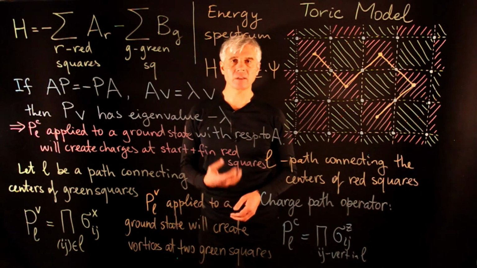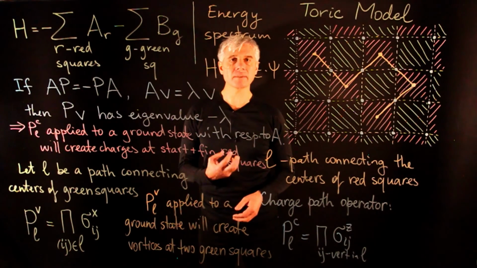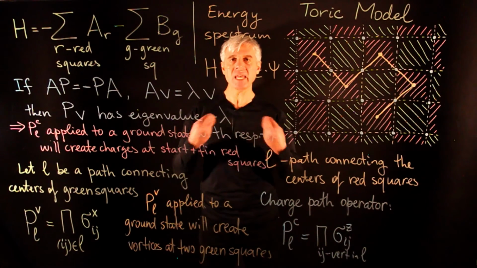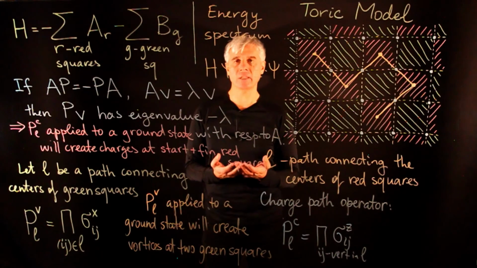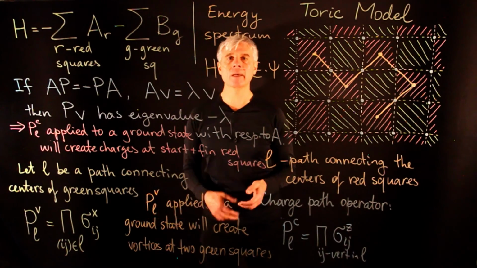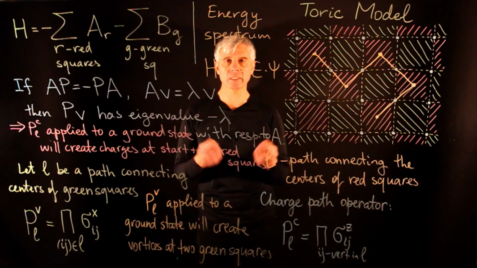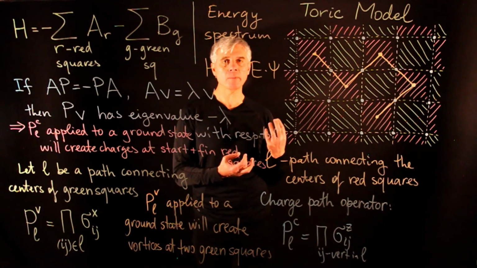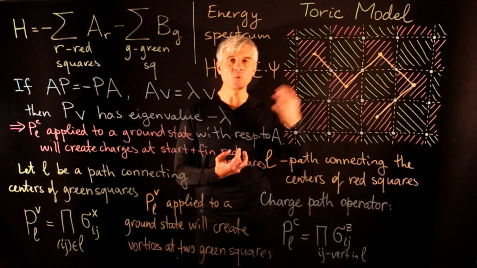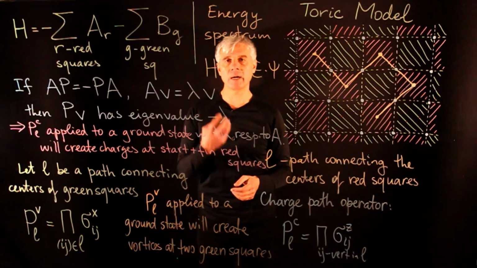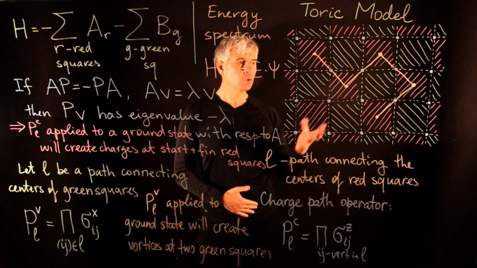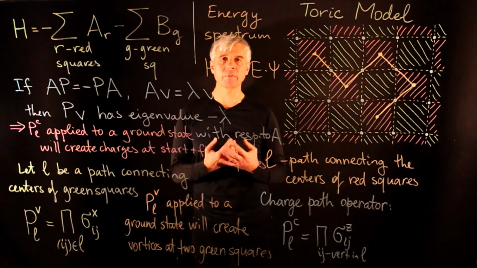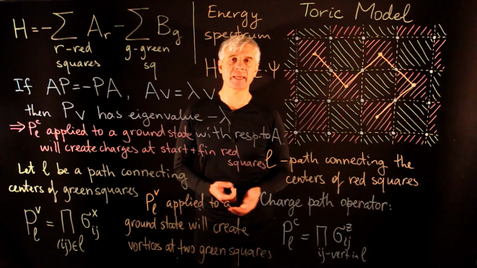We see that charges and vortices become quasi-particles in this system. And what we can do now is we can create charges in pairs, and we can annihilate charges in pairs using path operators. And the same with vortices. So vortices can be created in pairs, can be annihilated in pairs, and also we are able to use these path operators to move charges and vortices from one location to another. The total energy of the state is determined by the number of charges and vortices that it has.